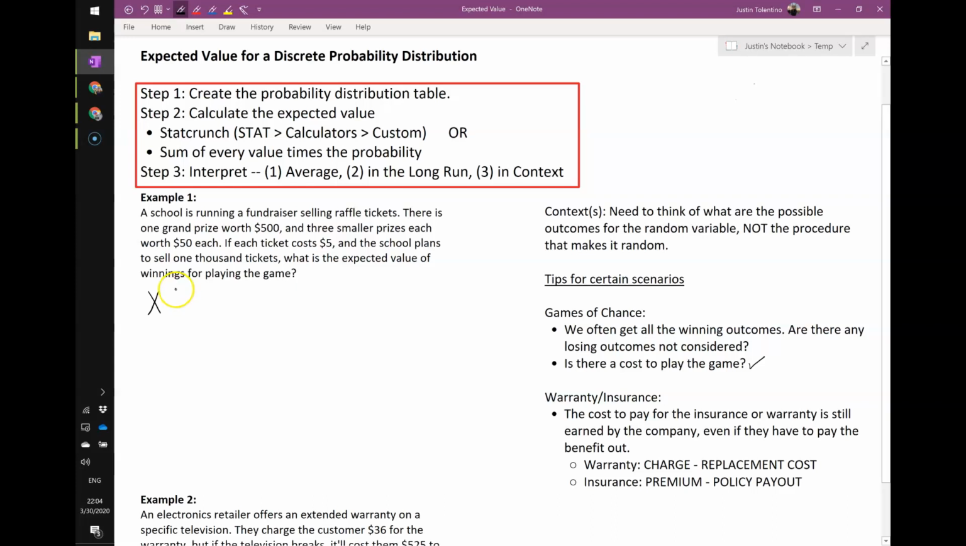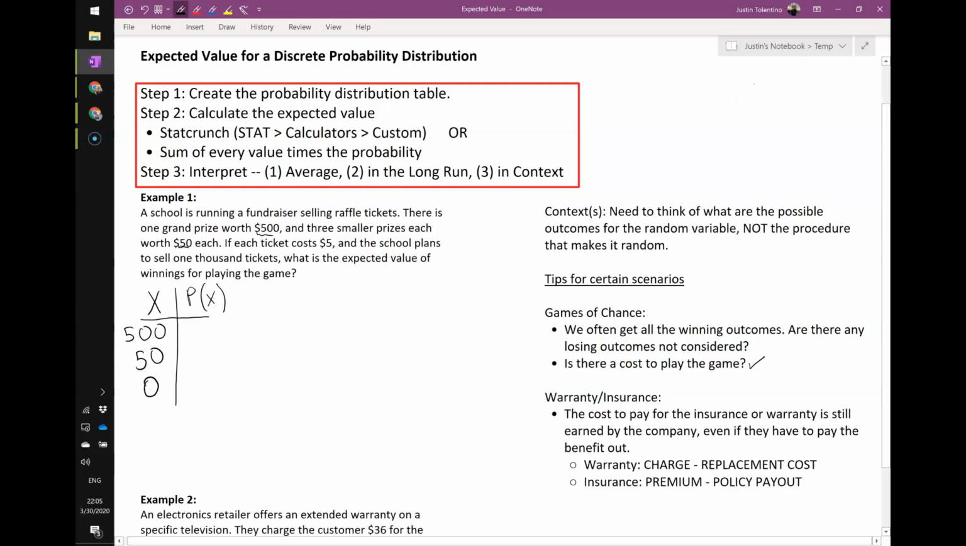So if X is just the amount that we win from the game, then what could we possibly win? We have to think, what are all these possible values? Well, one, we might win something worth $500. Two, we might win something worth $50. But again, going back to this other thing to consider, even though those are the only prizes, what happens if we lose? Well, we don't win anything.